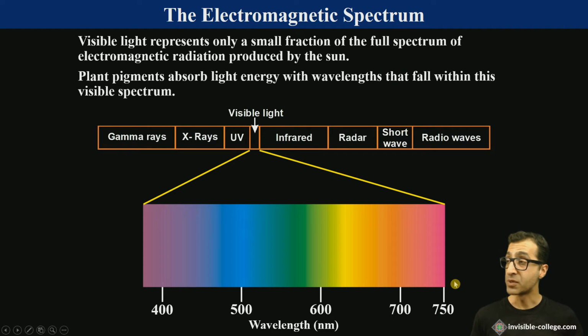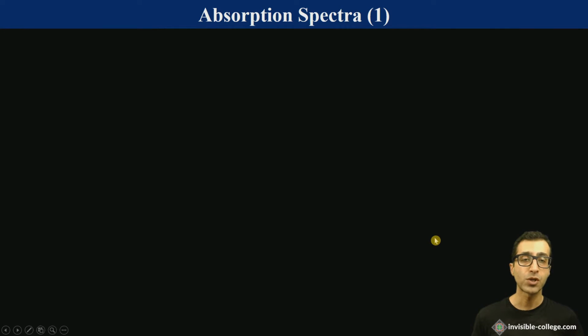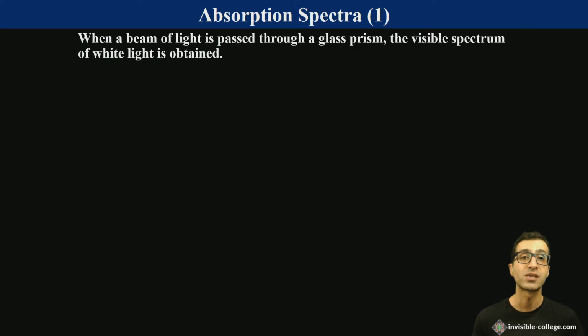So plant pigments will absorb light energy with different wavelengths that fall within this visible spectrum. So let's look at absorption spectra then. Again, we're looking at fundamental ideas here to build up a better understanding. When a beam of white light is passed through a glass prism, the visible spectrum is obtained by the dispersion of that white light into its component frequencies and wavelengths.